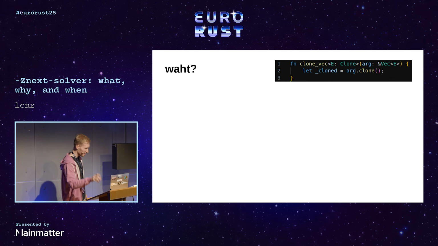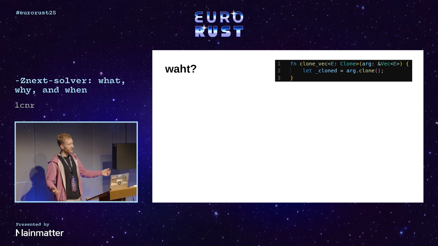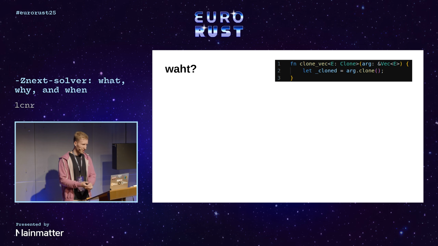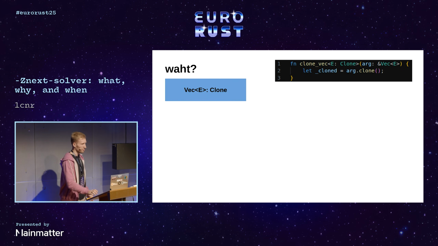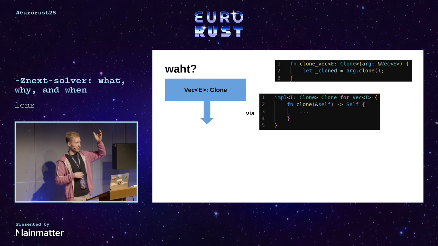So yeah, with those reasons, what are we actually doing in the trait solver? This is a very nice example. We have a function, it takes a vector, and it's trying to clone that vector. To do this, the compiler needs to prove that a vector of elements E is actually clonable. So we need to prove that a Vec of E is Clone. Now, how do we do this? We know that in the standard library, there is an impl that all vectors of type T implement Clone as long as T is Clone. So we can use this impl.